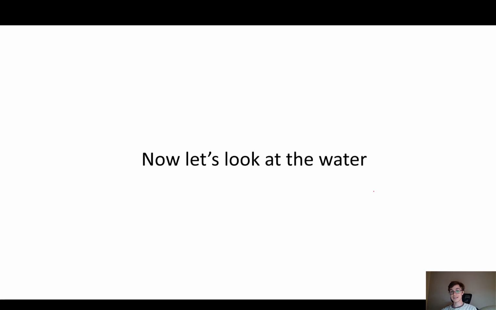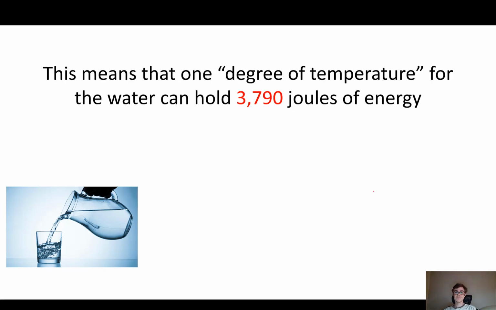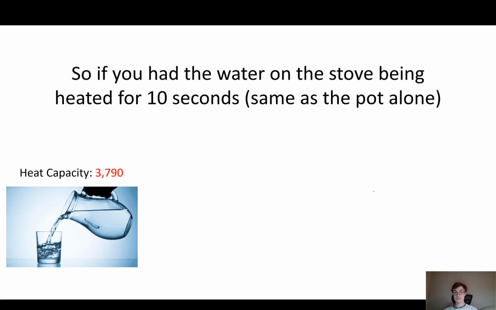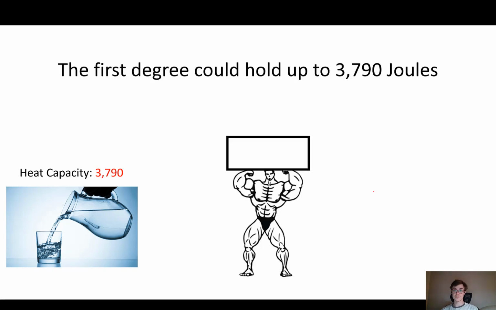Now let's look at the water. I'm going to give the same amount of energy to the water instead of the pot. So 2 pounds of water, if you do the calculation, has a heat capacity of about 3,790. And this is about 10 times larger than the iron pot of the same mass. So that means that when the water goes up by 1 degree, it holds 3,790 joules of energy. So if you had the water on the stove for the same amount of time, it would get 1,000 joules of energy, and if it goes into the water instead of the pot, well, the degrees of water can hold more energy than the degrees of iron.